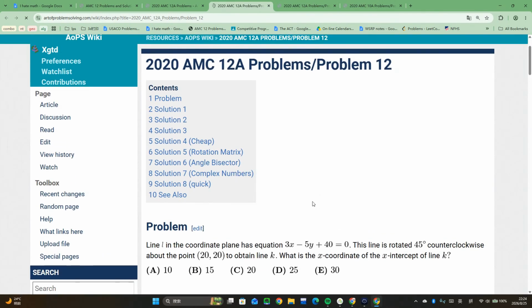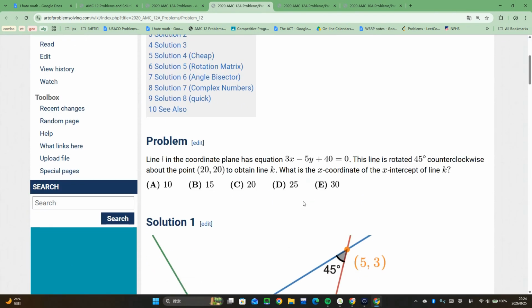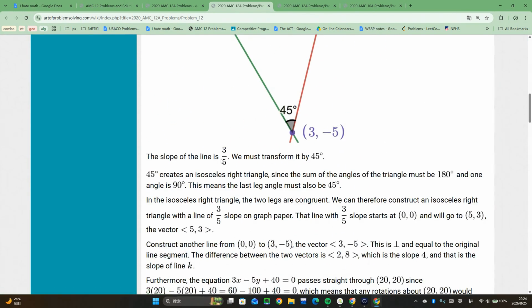We're rotating a line. At first, my idea was that rotating a line is kind of difficult, so why don't we just rotate the x-axis to be on the line? This one's counterclockwise, so we rotate the x-axis clockwise 45 degrees onto the line 3x minus 5y plus 40 equals 0. But clearly, it does not work because, first of all, rotating the x-axis is not much easier. And second of all, notice the slope is negative 5/3. So really, 3/5.